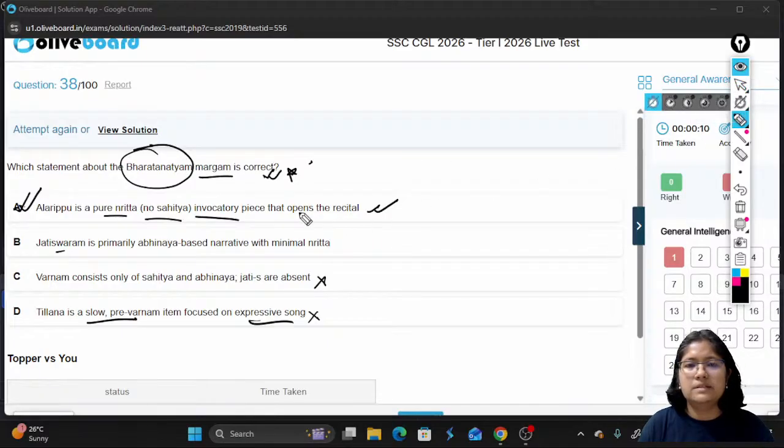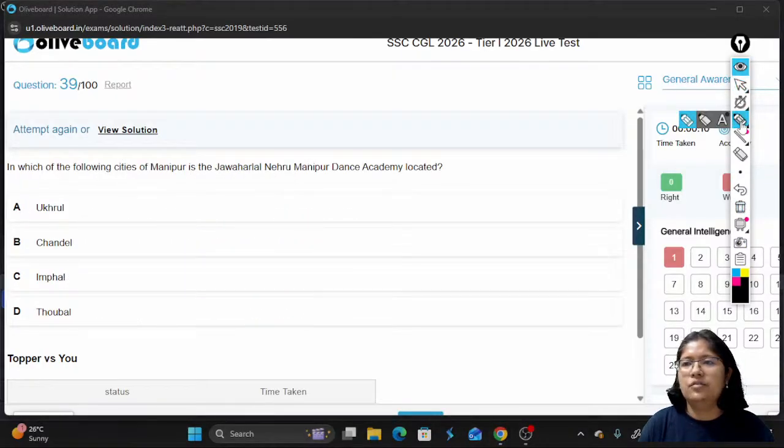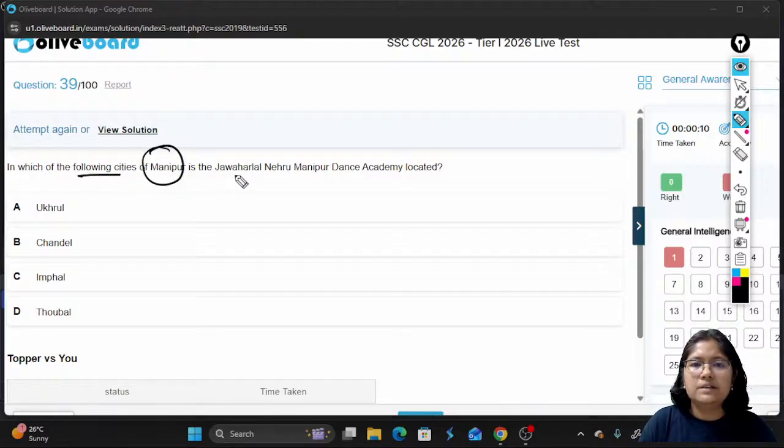And in the starting, when there is the opening of the recital, there is no sahitya and only nritta, like a form of prayer. In which of the following cities of Manipur is the Jawaharlal Nehru Manipur Dance Academy located? Ukhrul, Chandel, Imphal. So it is located in Imphal.